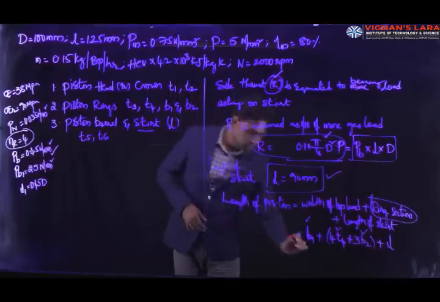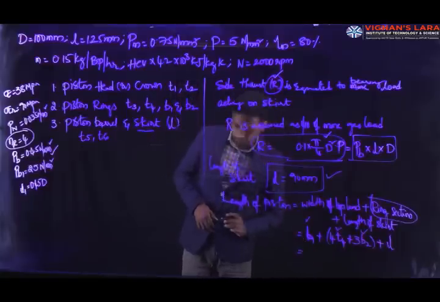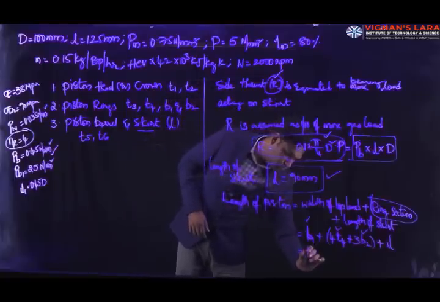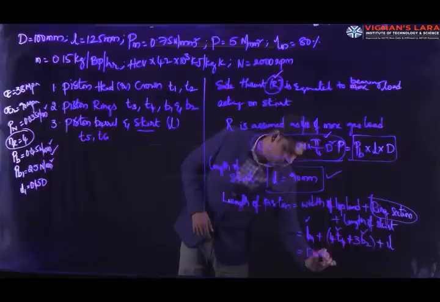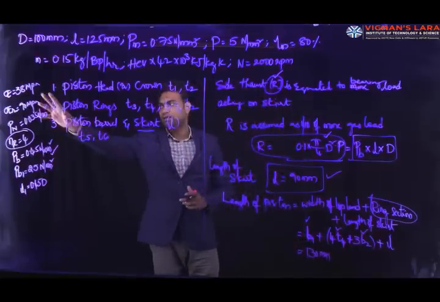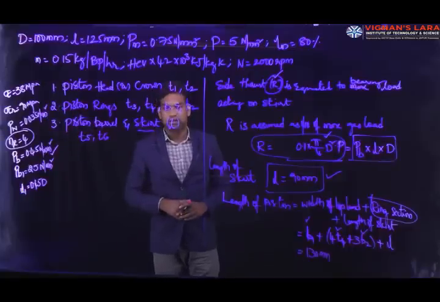By using that, you can substitute all the values here, and you may get the total length of the piston. I may get 130. You can get your own value, since we know that there is no unique solution for the problem. It is based upon the different allowable stress values we have taken.